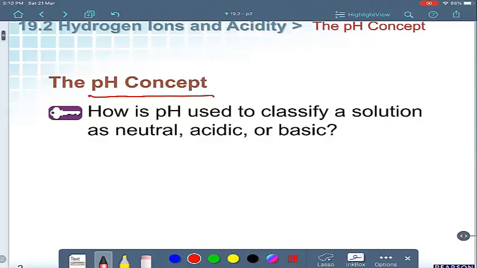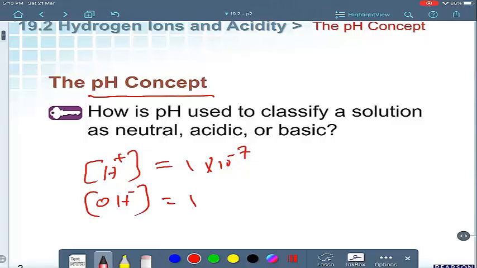We said that to express the concentration of hydrogen ion like this, it has a value of 1 times 10 to the negative 7, and the concentration of OH negative is 1 times 10 to the negative 7 as well. It happens only in the neutral solution.